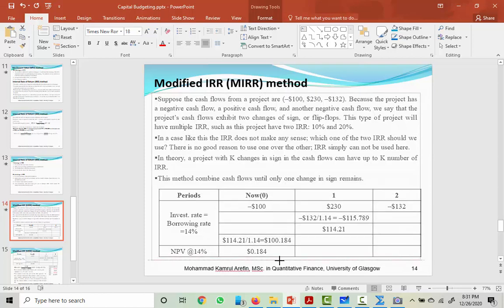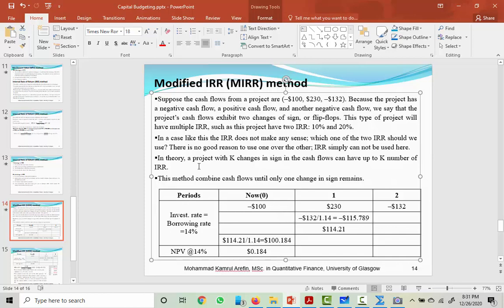So in that case, what do we need to do? We need to calculate modified IRR. In this case, we need to calculate modified IRR, right?